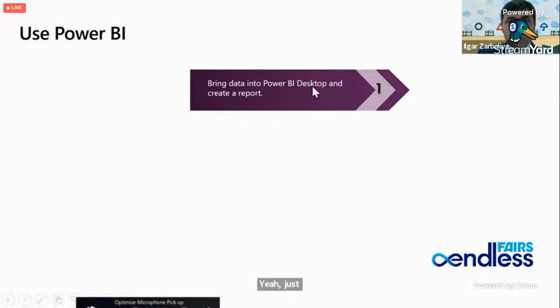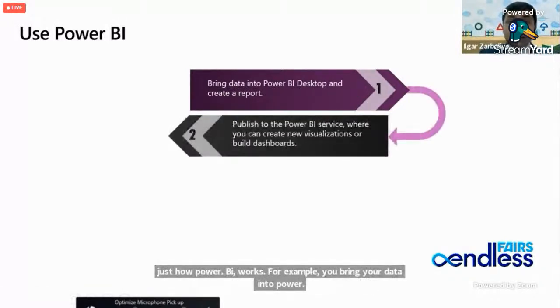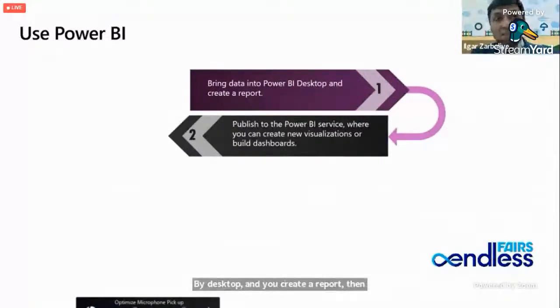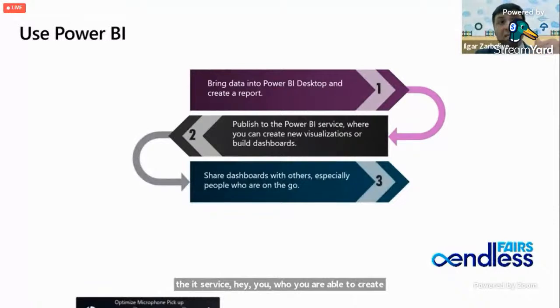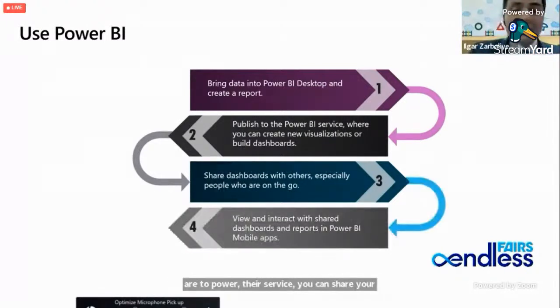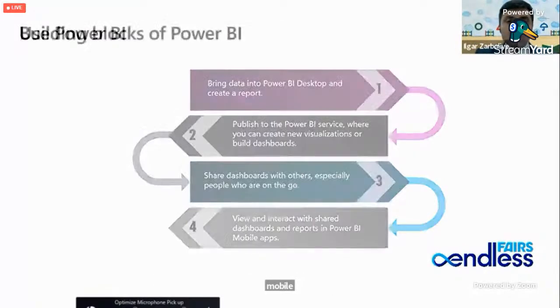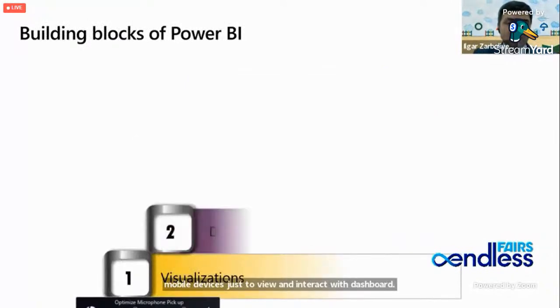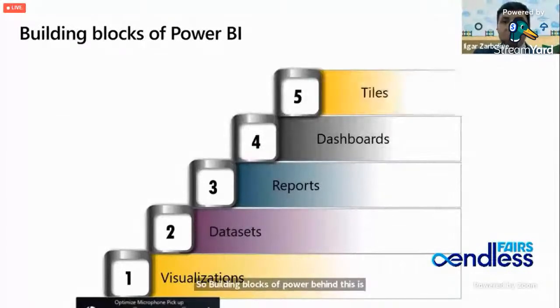For example, you bring your data into Power BI Desktop and create a report, then publish the report to the Power BI Service. There you are able to create new visualizations and build dashboards. While you are on Power BI Service, you can share your dashboard with others. And at the end, others can use their mobile devices to view and interact with the shared dashboards. The building blocks of Power BI are visualizations, datasets, reports, dashboards, and also files. While you are transferring the report that you have prepared on Power BI Desktop, the datasets used in preparing the report are also transferred.